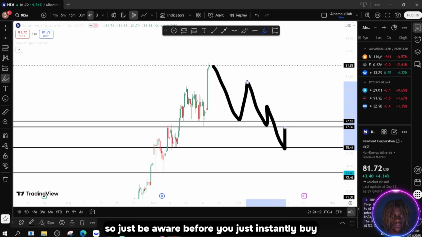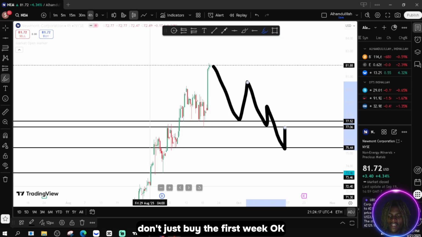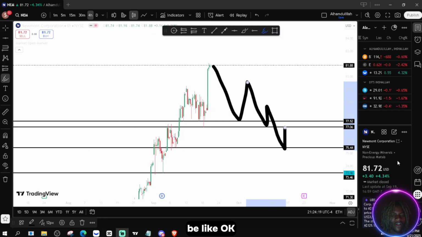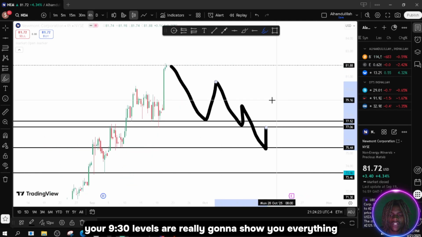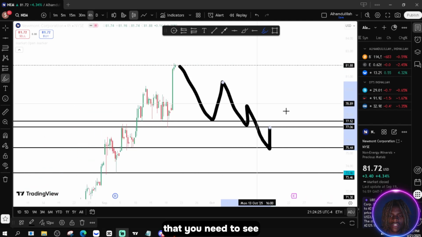Okay, so just be aware before you just instantly buy. Don't just buy the first wick. Okay, make sure you take your time. Be like, okay, I know what I'm doing. I know what I'm buying. I know what I'm looking at. Okay, so your 930 levels are really going to show you everything that you need to see.